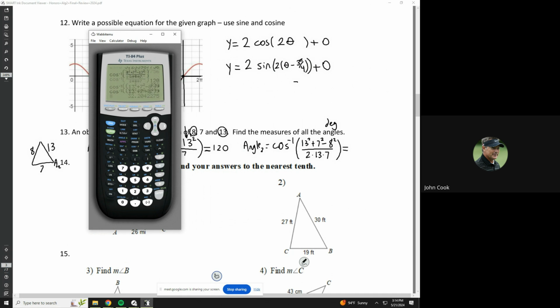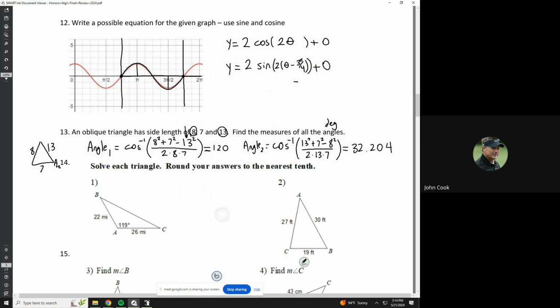Okay, there we go. We get an angle measurement of 32.204. Let's round it to 3 decimal places. 32.204. There we go.